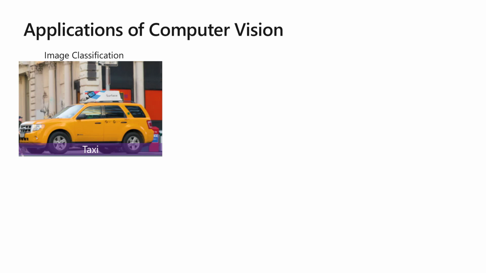Now, an image classification model uses the numeric pixel values in the image to predict the class label for the image. So, for example, in a traffic monitoring solution, you might use an image classification model to classify images based on the type of vehicle that they contain, such as taxis or buses or cyclists and so on. Essentially, image classification models answer the question, what is this an image of?